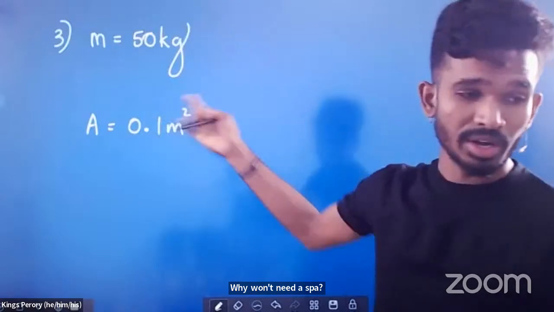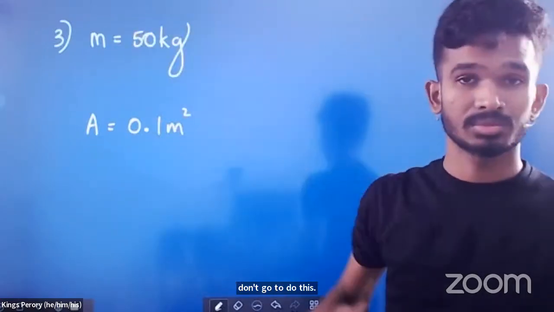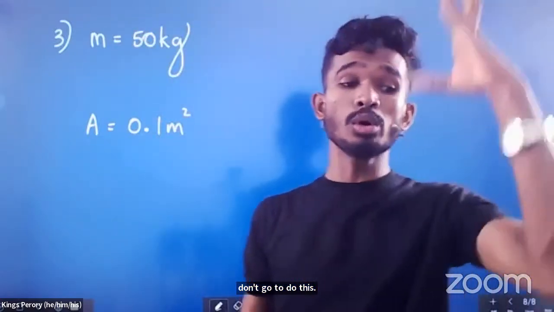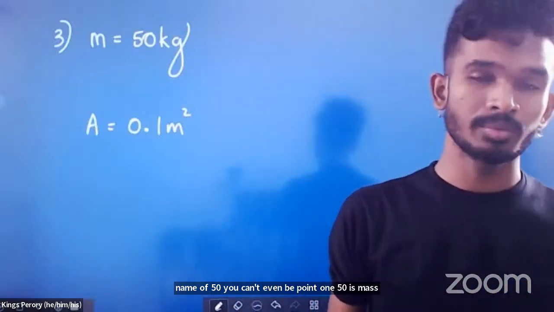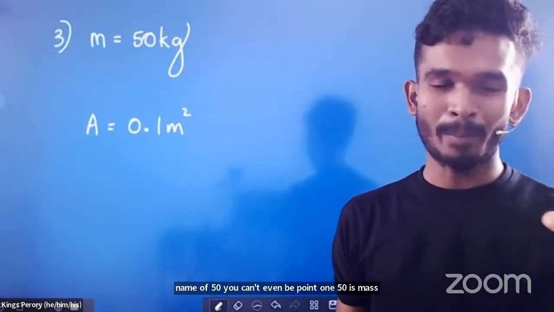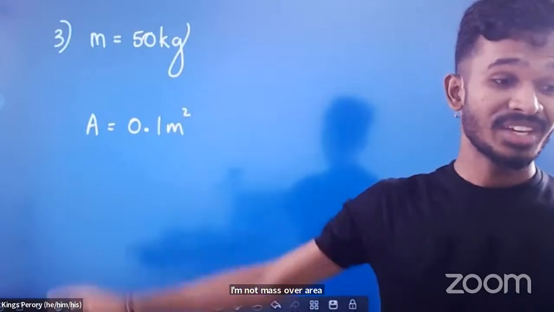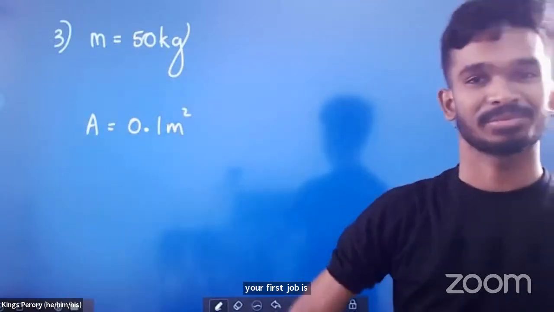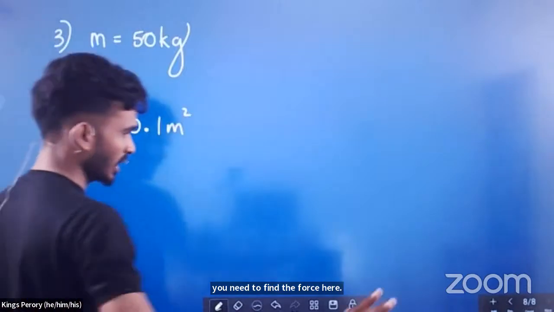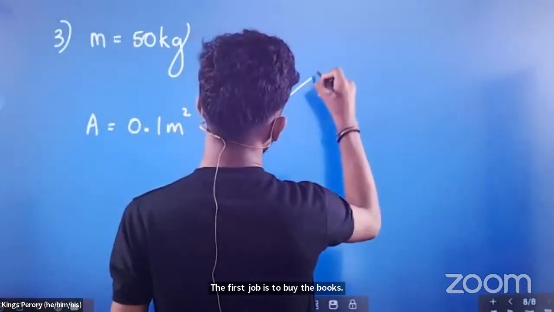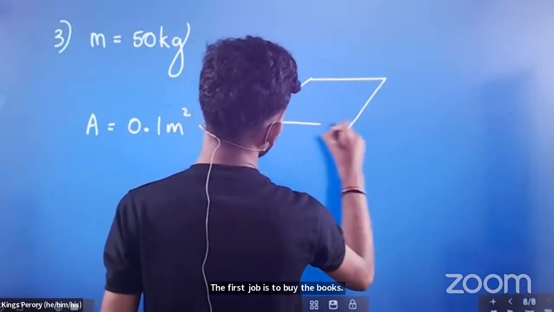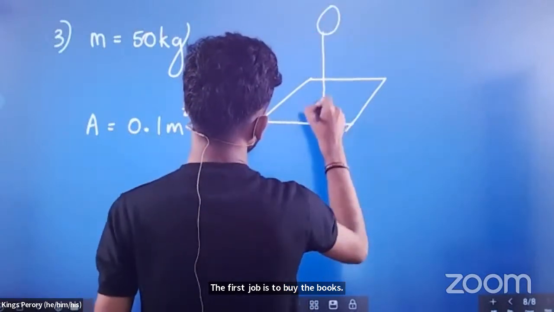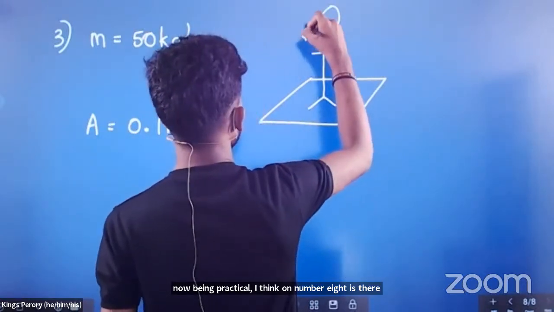Don't just divide 50 by 0.1. 50 is mass. Pressure is equal to force over area, not mass over area. Your first job is to find the force here. Now think practically, think of the tile there. This is your sibling standing on the tile.